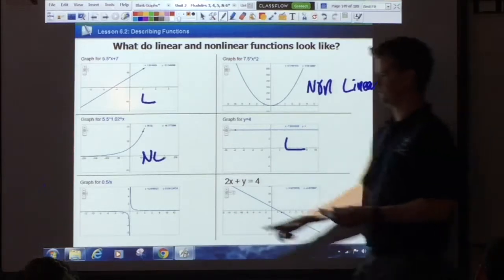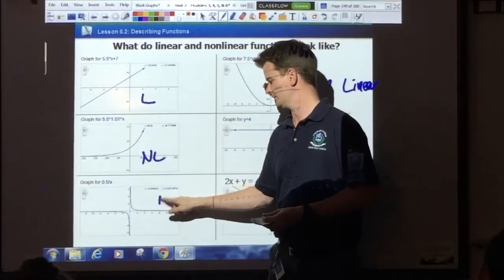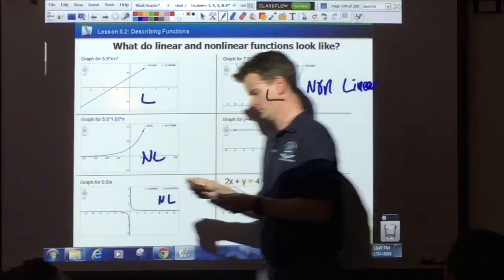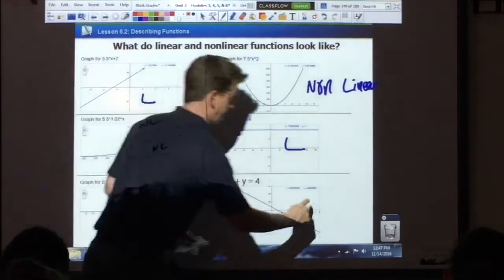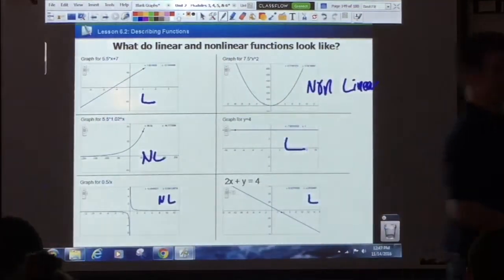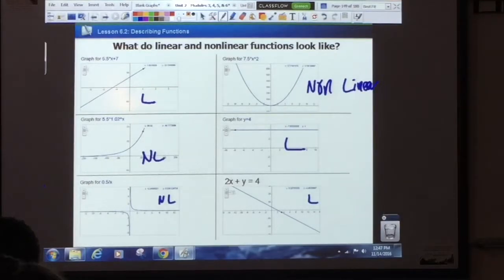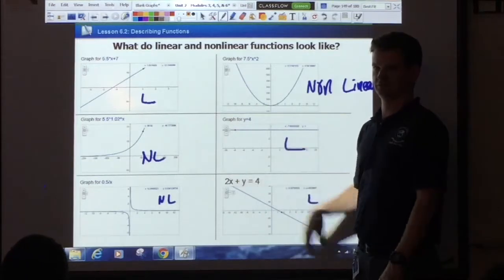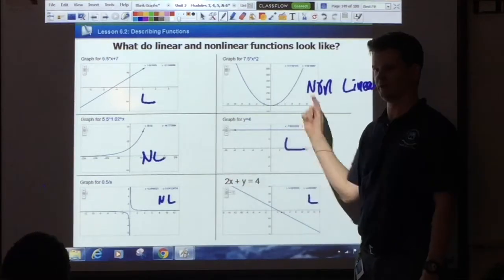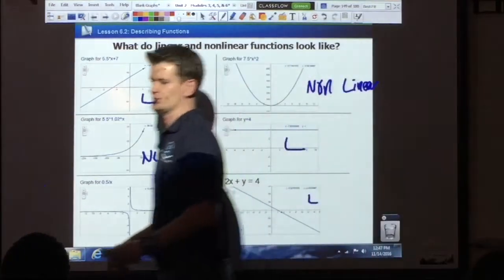Linear or non-linear? Non-linear. Good job. And then last one, linear or non-linear? Linear. It is in fact linear. And if you look carefully, aren't these all the ones that we just did on the previous page? Yes, they are. Right here, right here, right here, right here. It's all the same ones. It just shows you what they look like when they're graphed.